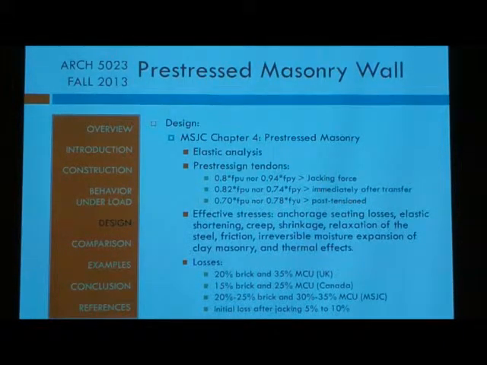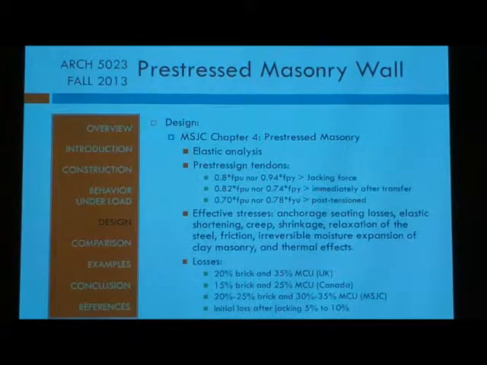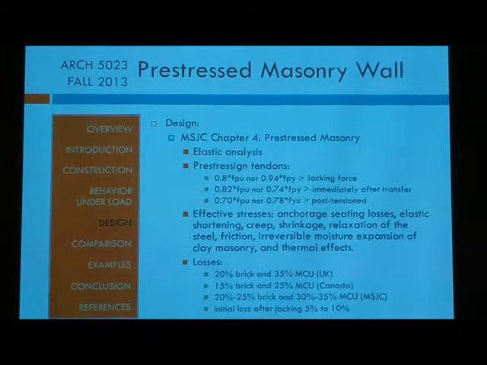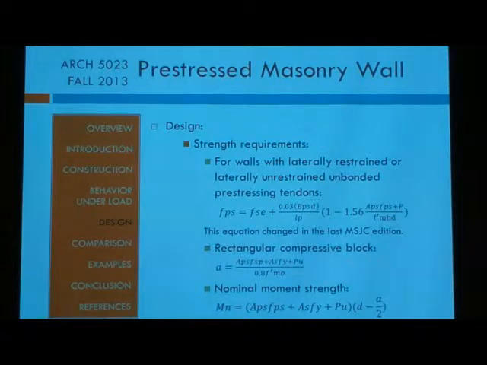Another loss that you need to take into consideration is the loss after jacking, which, according to the code, is between 5 to 10%.